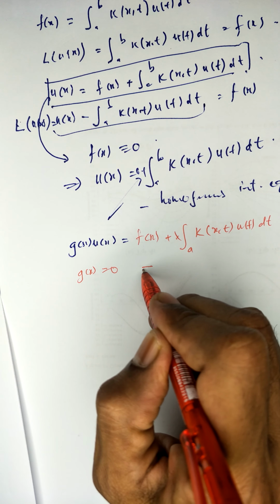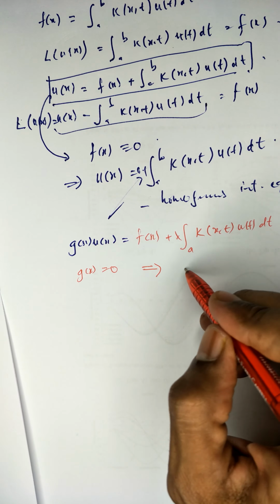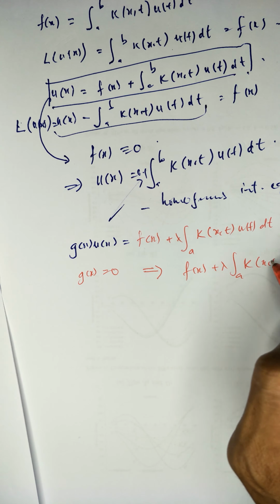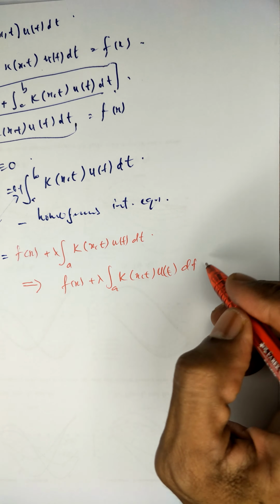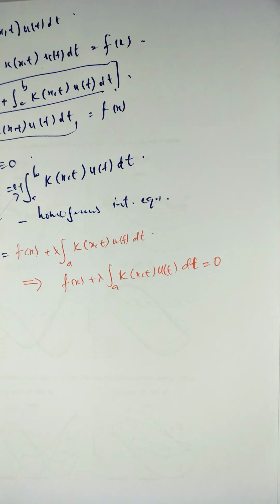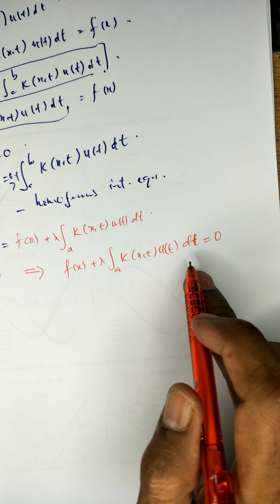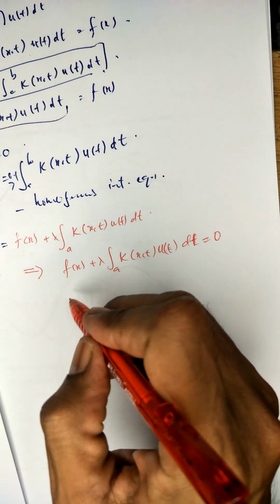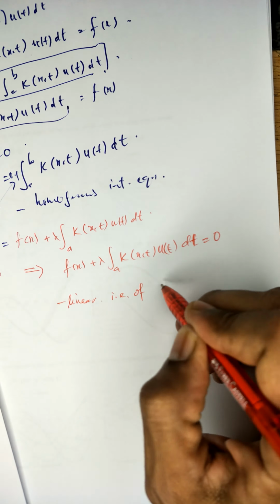What we have is f(x) plus lambda times the integral of k(x,t) u(t) dt equal to 0. Then this integral equation is known as a linear integral equation of the first kind.